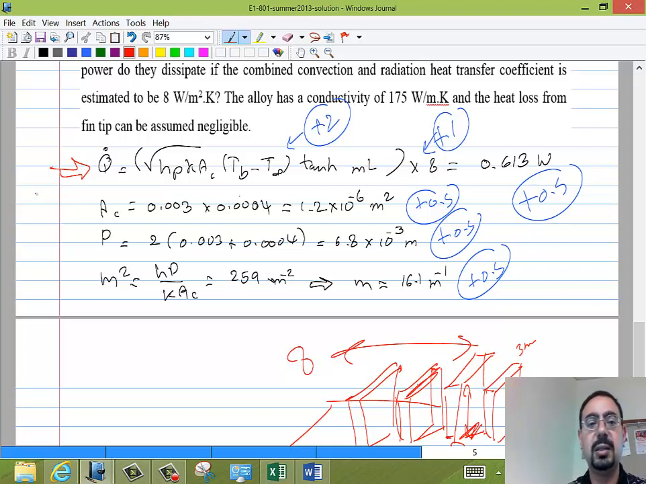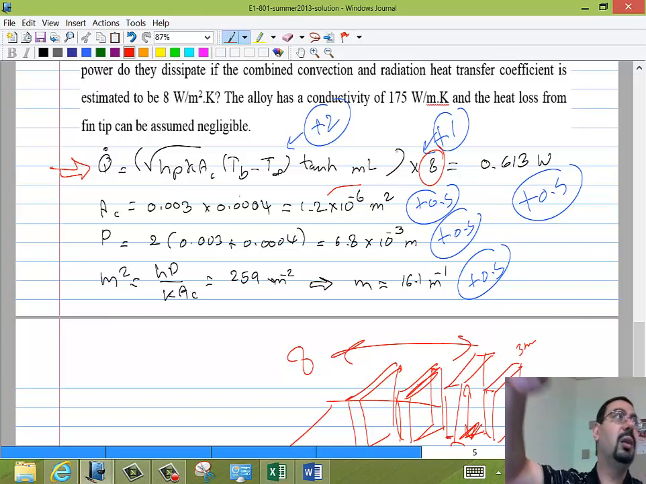And it has this multiplied by tanh(mL). And why is that multiplied by 8? Because there are 8 of them. And what are those terms? H, that's the convection heat transfer coefficient. P, that's the perimeter. That's basically going all over the cross section, counting the width and the height and the width and the height, right? So 3 and 4, and the cross section area A_c. And finally, that m is the square root of hP over kA_c.